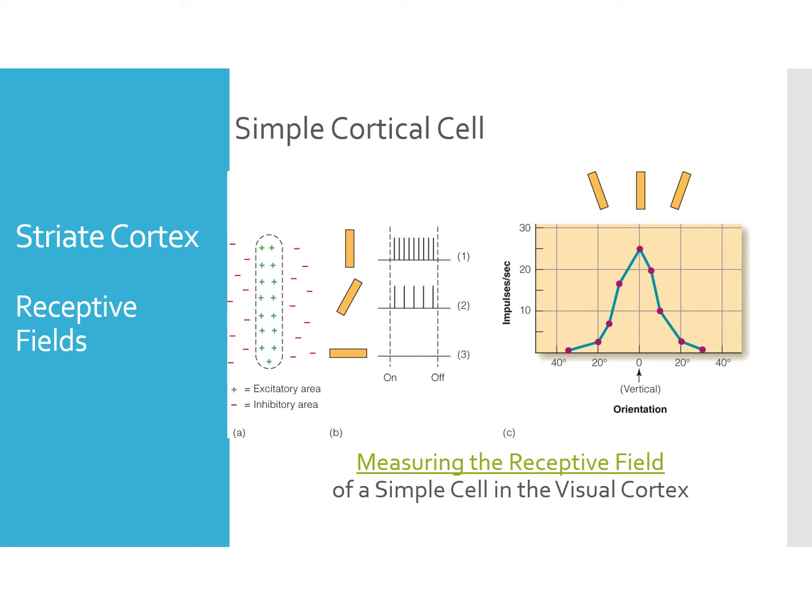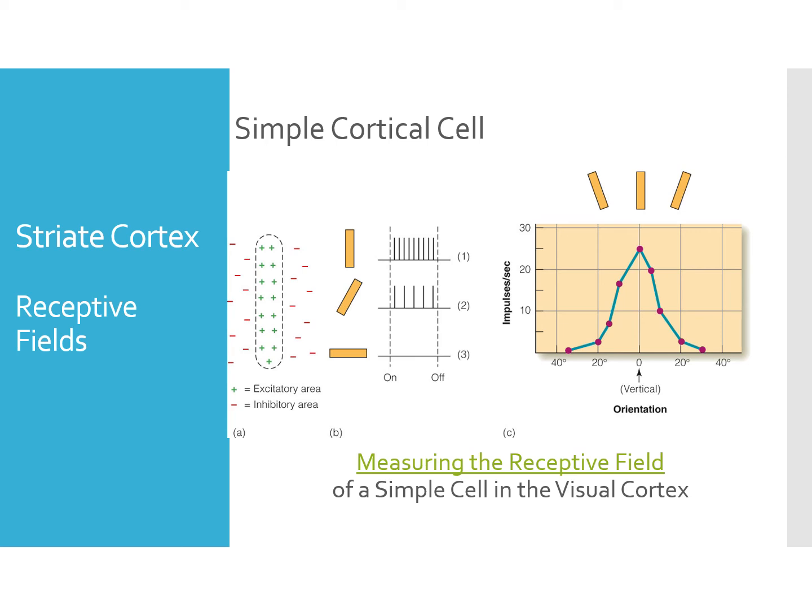And what's being shown over on the right is the number of impulses per second. So vertical for this simple cortical cell is at 0 degrees because that's what I'm responding to. And then as we move off of what I'm responding to with these different levels of oblique, whether that's 20 degrees off or 40 degrees off, we see that that neuron is going to respond less and less.